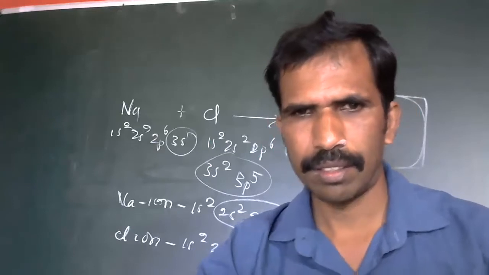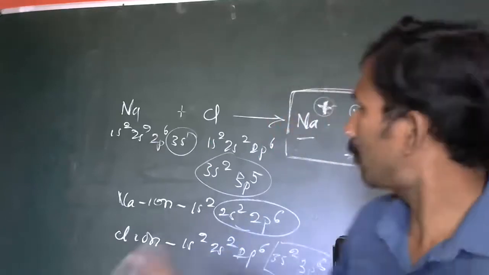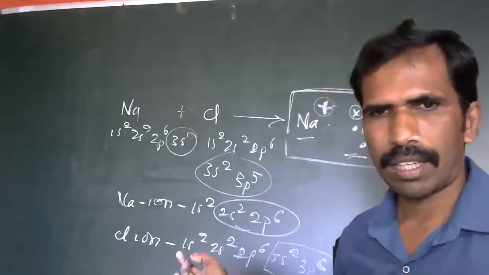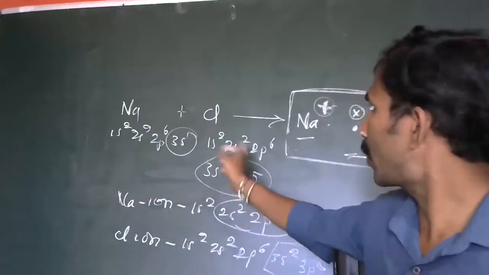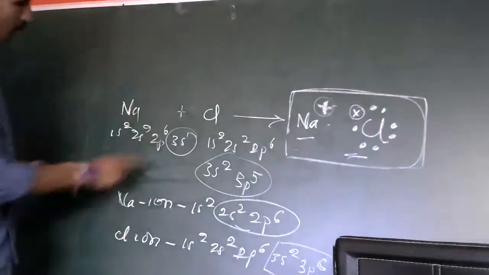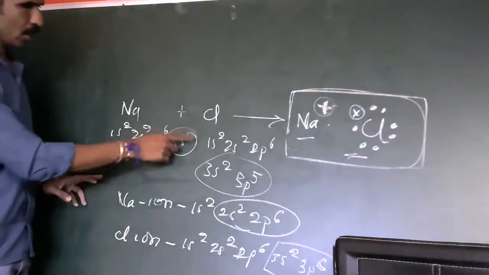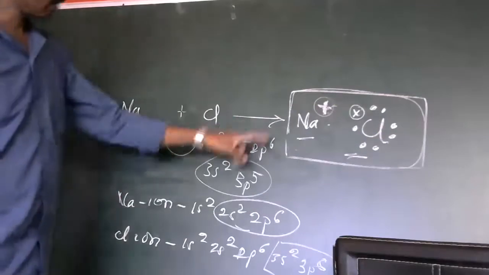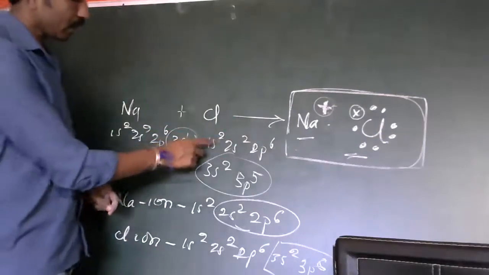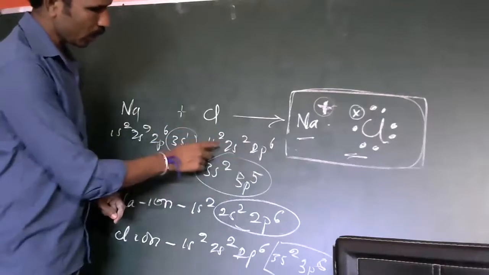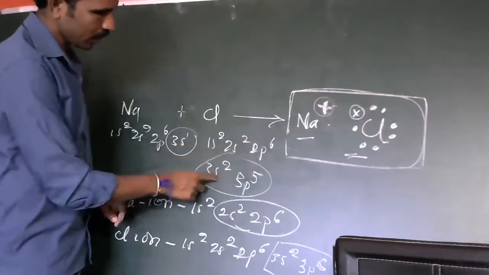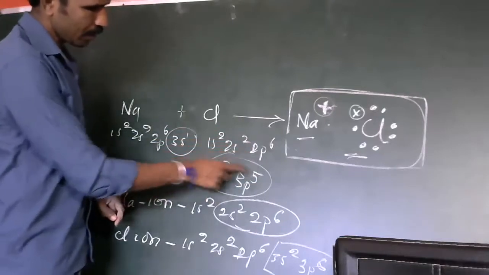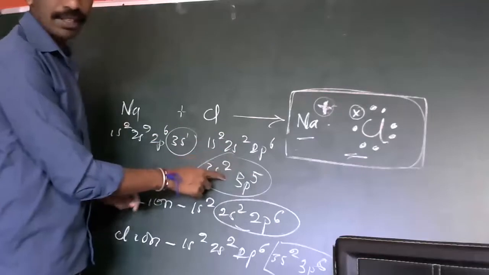Welcome back, children. So I was telling you about the ionic bond. I told you about sodium and chlorine. Sodium has one electron in the outermost shell. If you take chlorine, the configuration is 1s2, 2s2, 2p6, 3s2, 3p5. So in the outermost shell, 7 electrons are there.